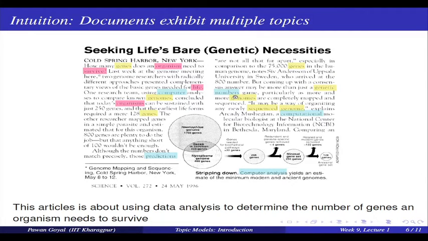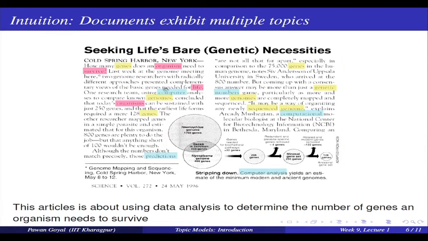Let's read the words in pink. They are organism, survive, life, organisms. Yellow: genes, genomes, genes, genetic, sequenced genome. And blue will be computer, predictions, numbers, computational, computer analysis, and so on. So you can clearly see three different themes. One is about genetics, another is about evolution, another is about this computational data analysis. This article is blending these three themes together.